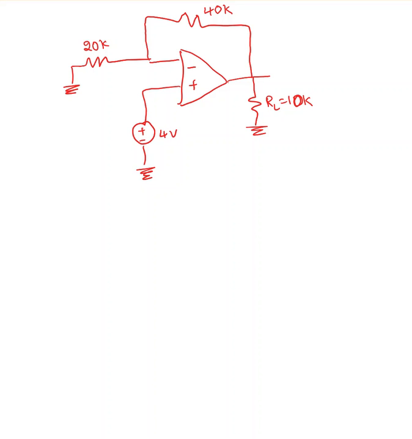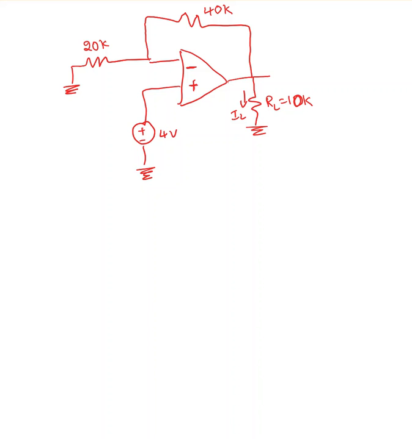Okay, here is another example. In this question, he's asking us to find the current passing through the load RL. First thing, is it an inverting amplifier or a non-inverting amplifier? Inverting is nothing but you give your input to the negative terminal. Non-inverting is nothing but you give your input to the positive terminal.